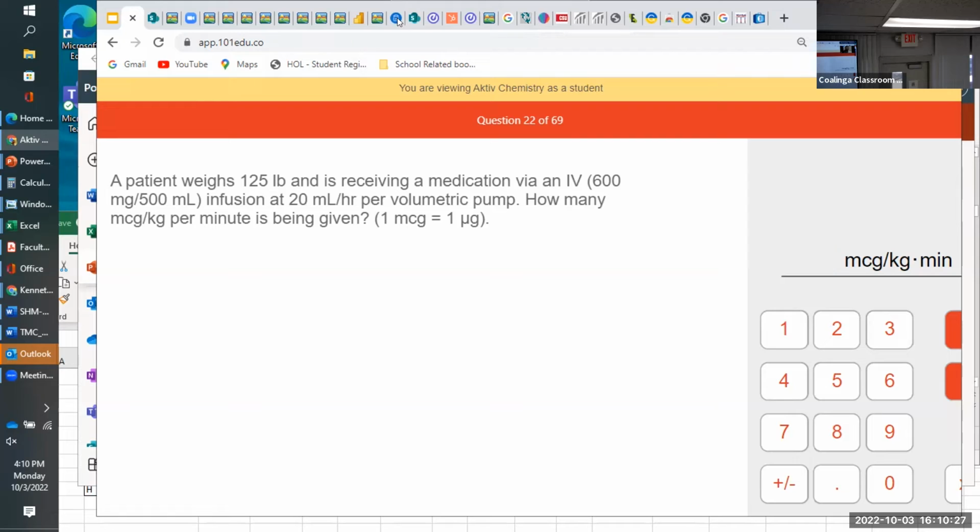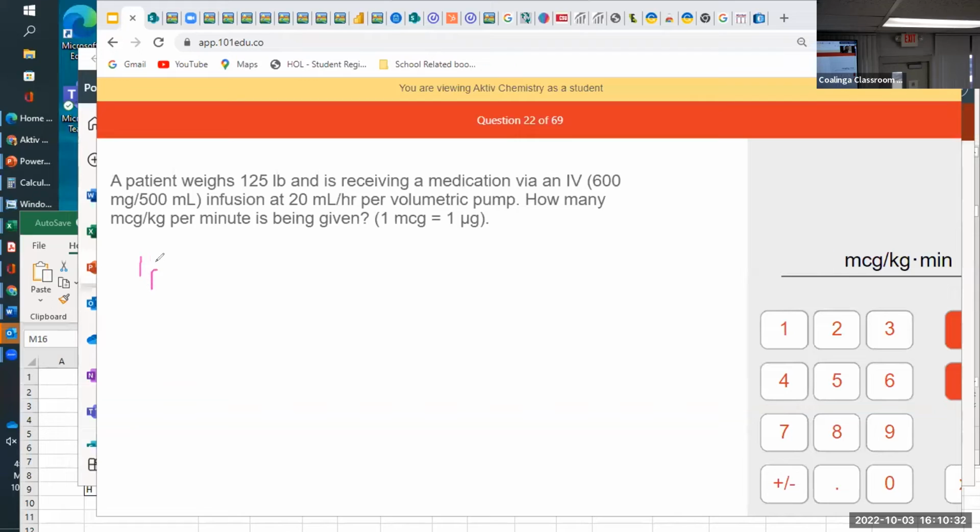So we have one patient who weighs 125 pounds. Translate to kilograms. How do I change that to kilograms? Divide or multiply by 1.6? It depends on the units and how you're going to do it.